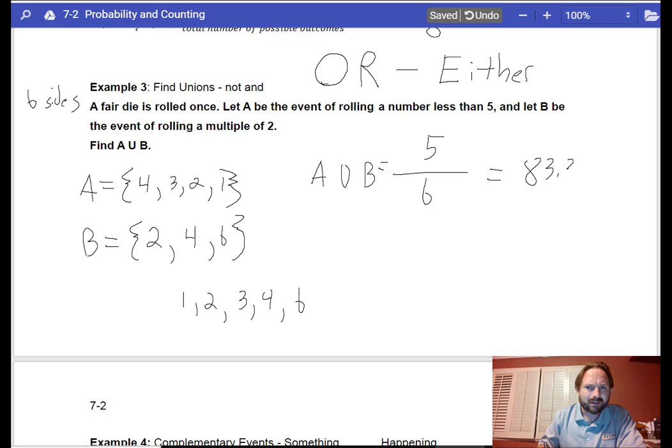However, class, are we okay with just leaving it as 5/6? Because I would. Just leave it at 5/6. The probability is 5/6 of a chance of rolling a number less than 5 or rolling a multiple of 2. All right, let's go on.